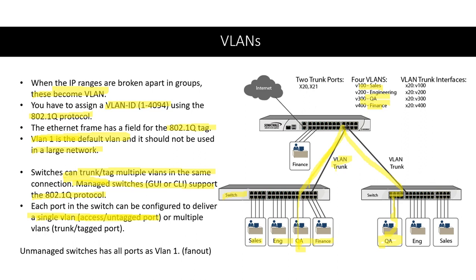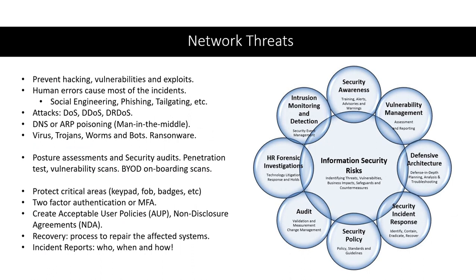So each port can be configured on a single VLAN, which is an access port, or if you have multiple VLANs on it, it's called a trunk port, right? And again, on unmanaged switches, all ports are VLAN 1. It's like a fan out. There's nothing that you can configure there or get any information out of the switch, because it's a dumb switch.